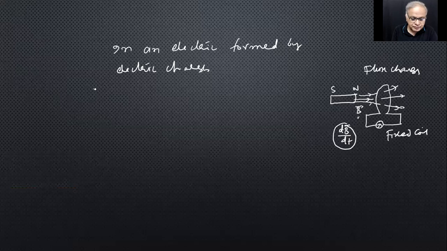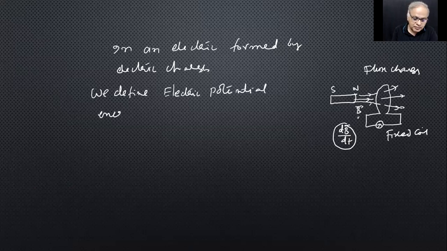We define electric potential energy by U2 minus U1 is equal to minus the integral from 1 to 2.